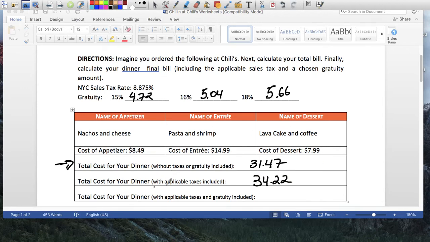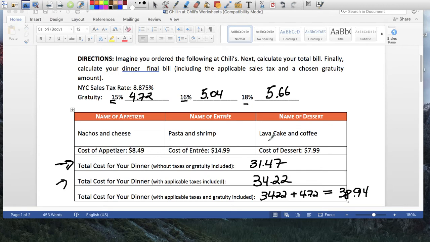Now, you have to choose either this one, the 15%, or this 16%, or the 18%. So now I'm going to add this value, 34.22, which is food plus tax, plus one of these. And just to keep it simple, let's just pick 15%. So it'd be $34.22, which is the food plus the tax already included, plus 4.72 if that's what you chose. If not, just pick any of the other ones. That's okay. 34.22 plus 4.72 is going to give us a total of $38.94.